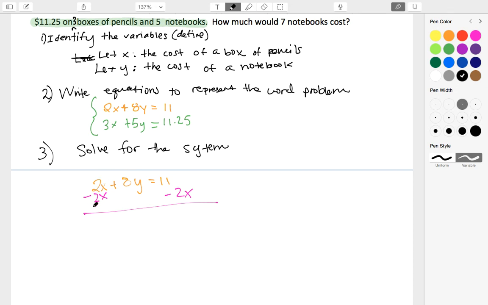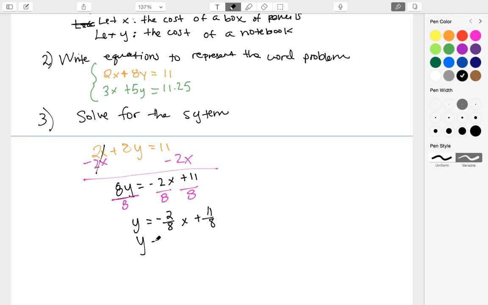All that matters is that you make sure you substitute it back into the other equation correctly. So here we'll get 8y equals negative 2x plus 11. And then we're going to divide by 8 on both sides, and we'll get y equals negative 2 over 8x plus 11 over 8. And 2 over 8 will simplify to negative 1/4 x plus 11/8.